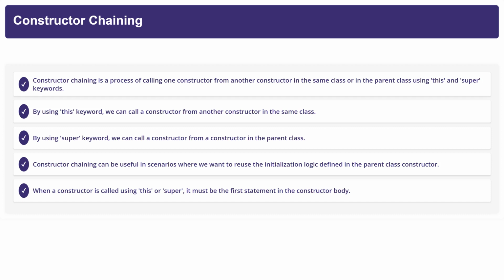Constructor chaining is the process of calling one constructor from another constructor using this and super keywords. It allows us to reuse initialization logic and is useful in many scenarios. Let's dive into the details.